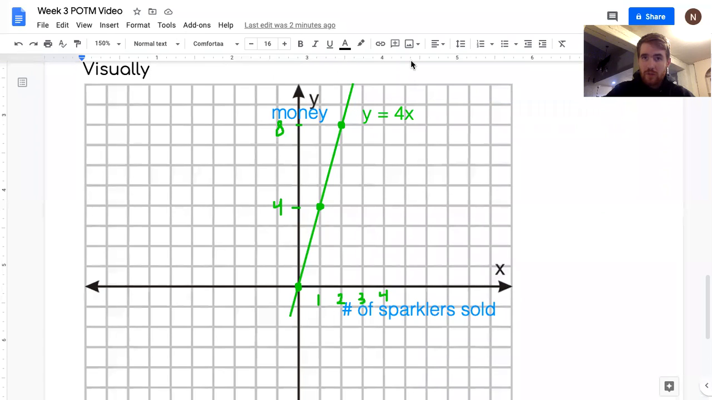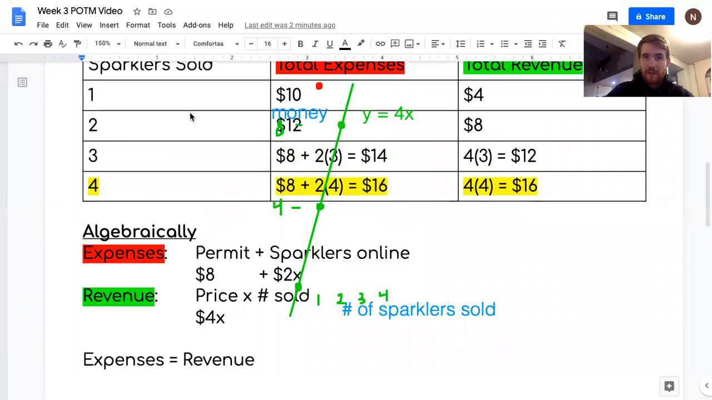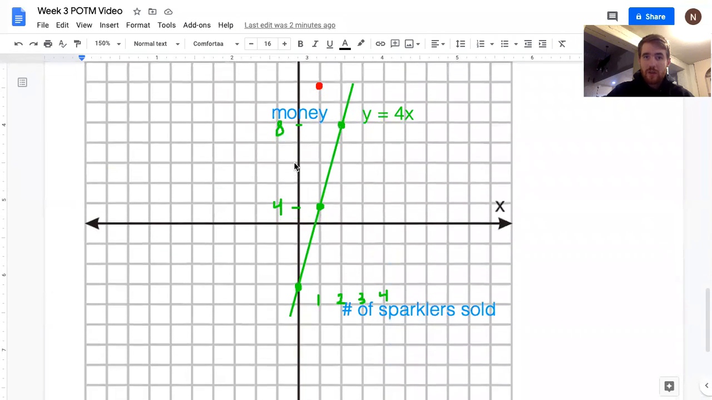So let me switch over here. We know to sell 1 sparkler, how much did it cost us? Well, it cost us $8 to get the permit and $2 to buy it. And again, if you don't remember, check up here. Sorry, this is going to slide up with us. Total expenses for 1 sold, $10. For 2 sold, $12.